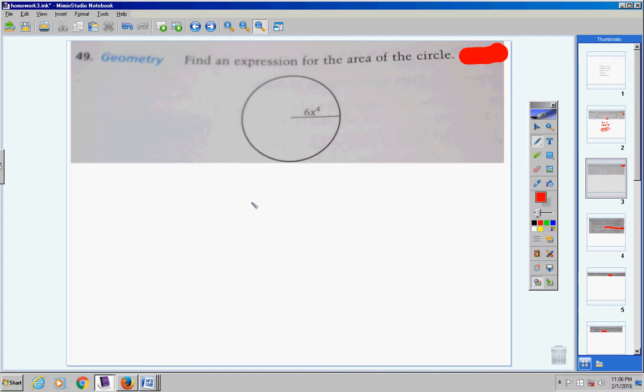Well, okay, here we go. Area of a circle is what? Pi r squared. Your radius is 6x to the 4th. So now your area equals pi parentheses. And for r, we're going to put 6x to the 4th because that's what your radius is. Your radius equals 6x to the 4th. We're going to close the parentheses and bring down our 2 right here. And now we're going to simplify.